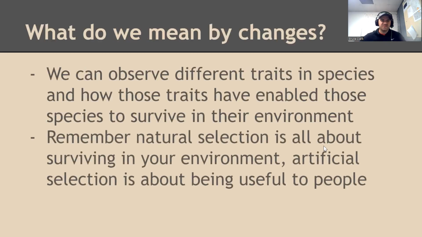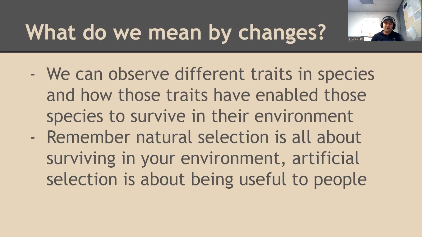We're going to go a little bit further today. So what do we mean by changes? So we can observe traits in species and how those traits have enabled those species to survive their environment. Because remember, with natural selection, it's all about surviving. That's it. That's the only criterion. Are you able to survive to reproductive age? If yes, then yep, your genes are good enough to make it.